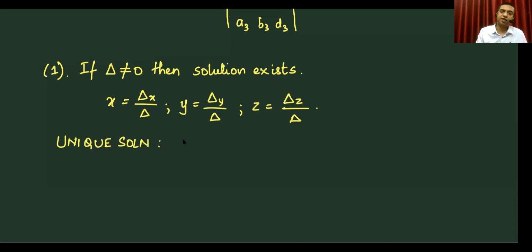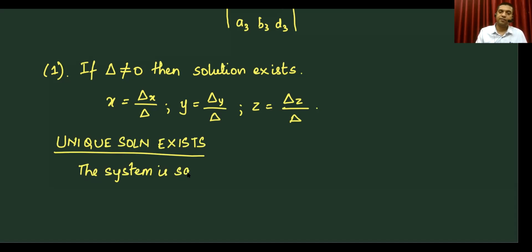What do we call this system? The system is said to be, again, consistent, very good, and determinate. The system is said to be consistent and determinate.